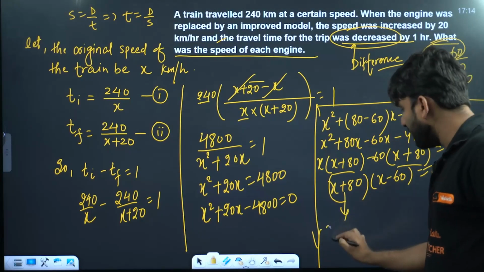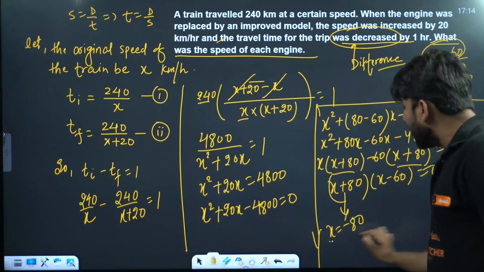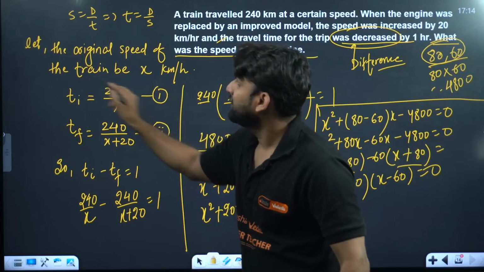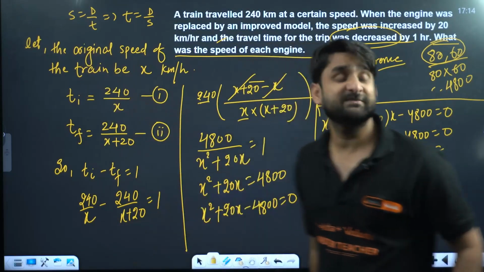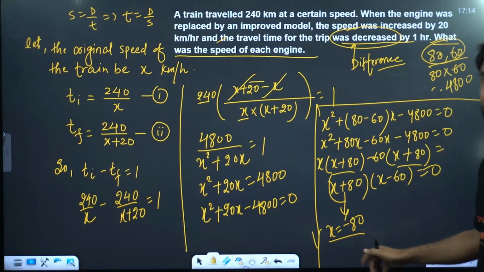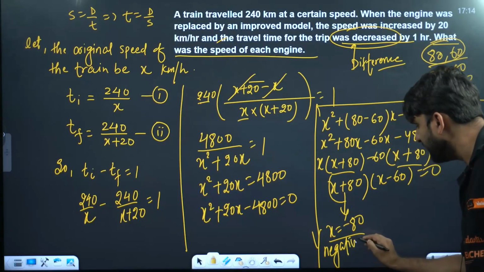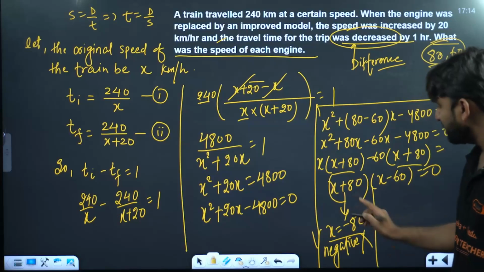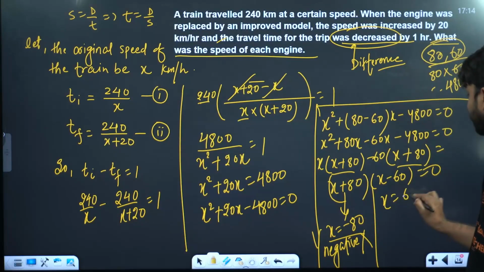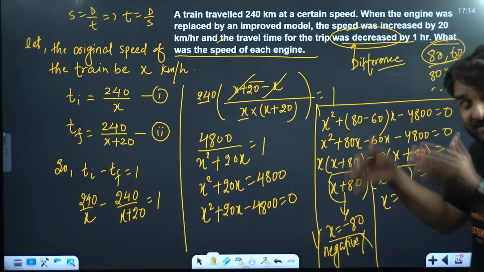From this bracket we are getting x as minus 80, and from the other, x is what? We have our assumption for the speed, and speed cannot be negative. This is negative. Speed cannot be negative, so we will ignore this value. From here, x we are getting 60. Oh my god, 60 is the correct answer.